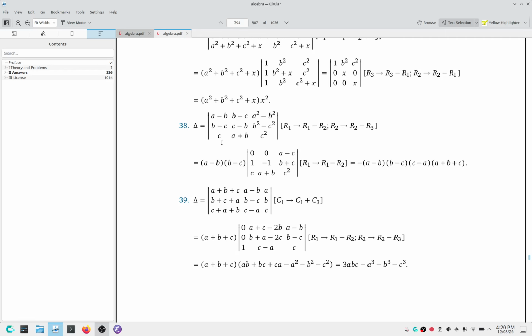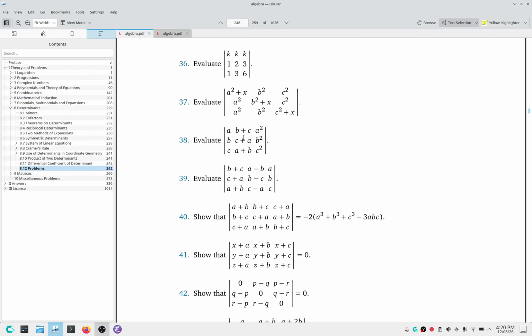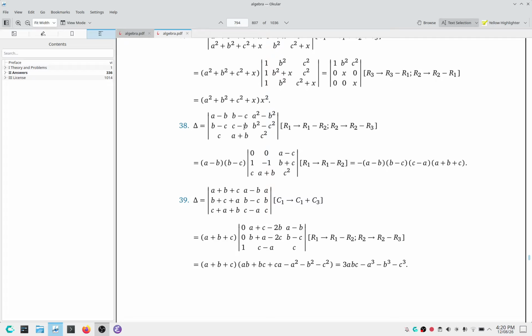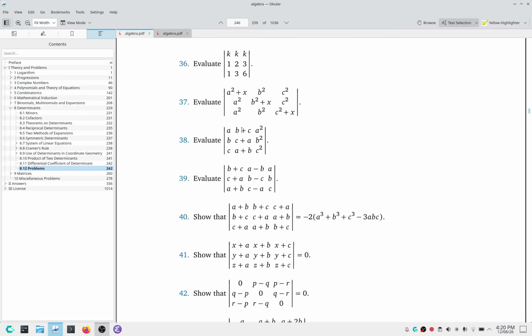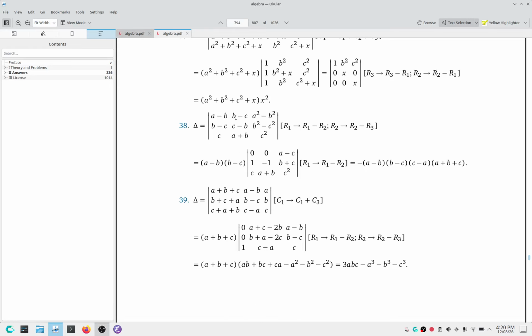Let me see. B plus c plus a. So this should be b minus a. We do R1 minus R2. This should be b minus a. Okay, it is a mistake here. And this should be c minus b. This is fine. This is a typing mistake.